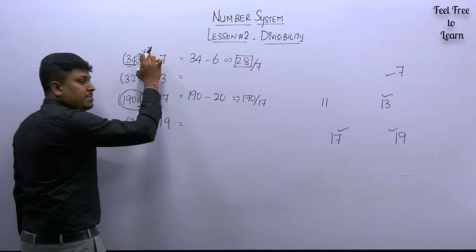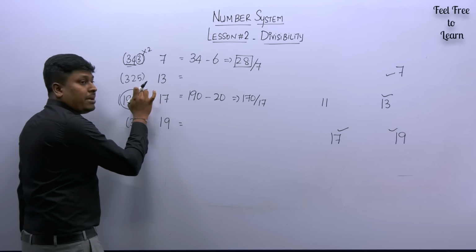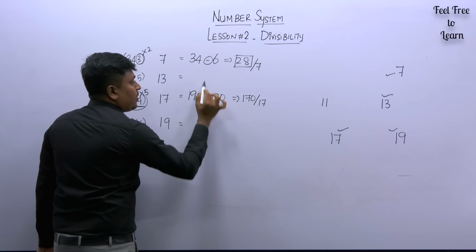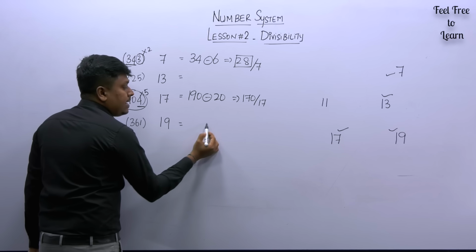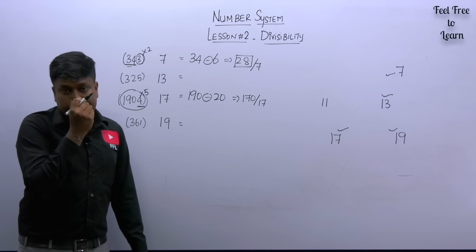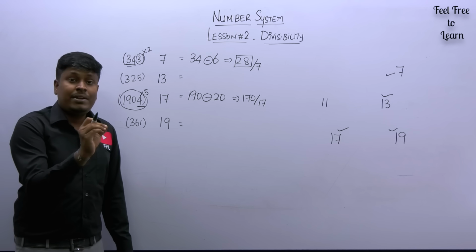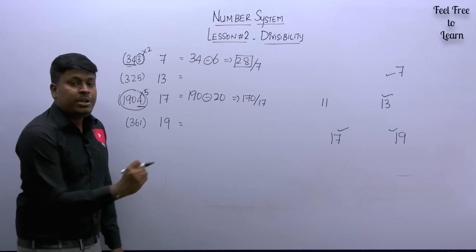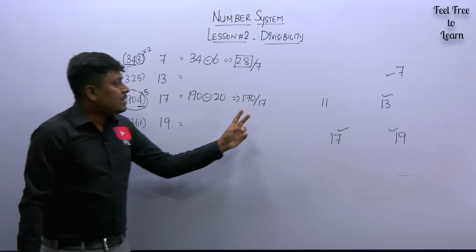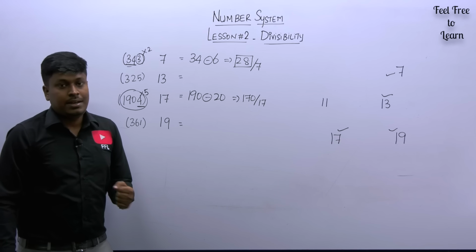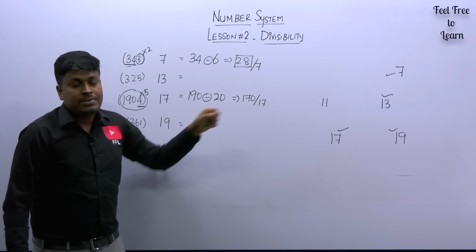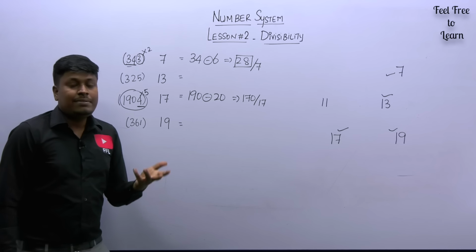For 7 you need to multiply by 2. For 17 you need to multiply by 5. But in both cases you have to subtract. That is important, because for 13 and 19 you will add. So this is the divisibility rule for 7 and 17. You have to take the last digit. For 7 multiply by 2, for 17 multiply by 5, and subtract from the remaining numbers. Then check whether the resultant number is divisible by 17 or not. Here 170 by 17, the resultant number is divisible by 17. So finally we can say that the complete number will be divisible by 17.